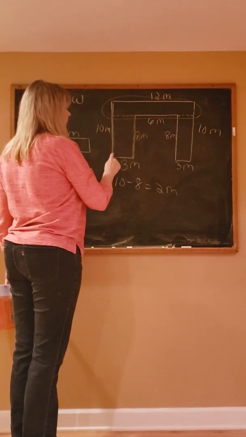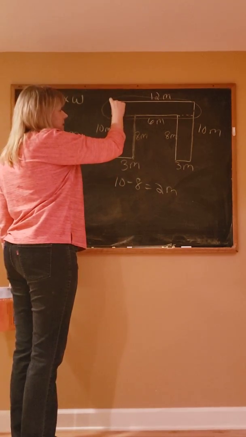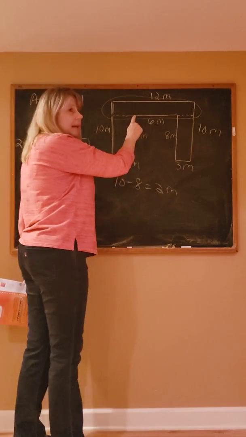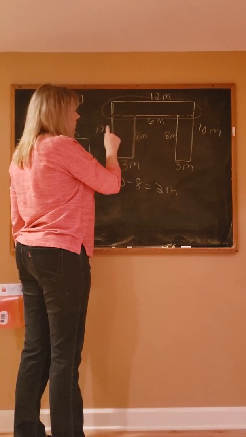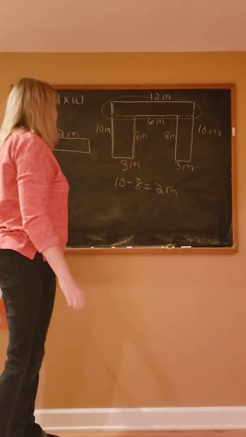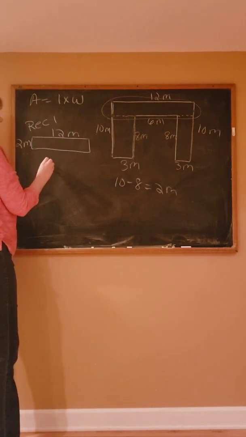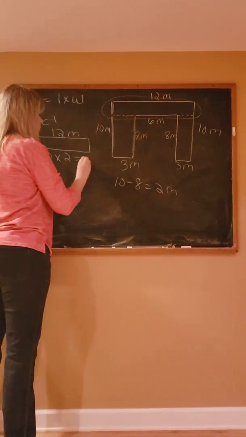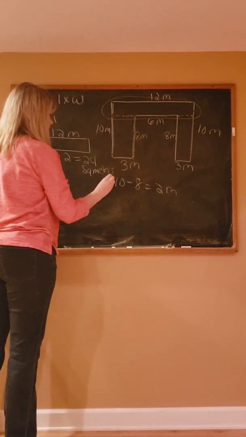This total length is 10. But I don't need this whole length. I only need this little piece here. So if I know that from here to this line up here is only 8, I can subtract the 2 numbers, 10 minus 8, and that's going to give me the measurement that I need over here. So rectangle number 1, I'm going to do my length times my width, and I know that 12 times 2 is 24. So this is 24 square meters. Oops. Yeah, write it all out.